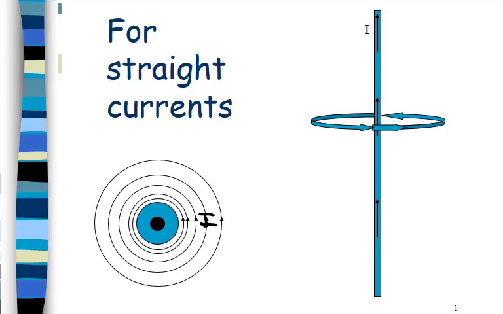Okay, so it should look like this, right? Your fingers are wrapped around it going counterclockwise, and that's the direction of the field. Now, if you notice closer to the wire, the field is stronger. The further you get away from the wire, the field gets weaker.